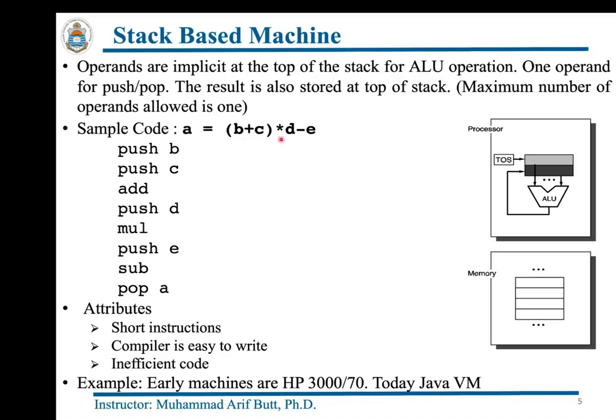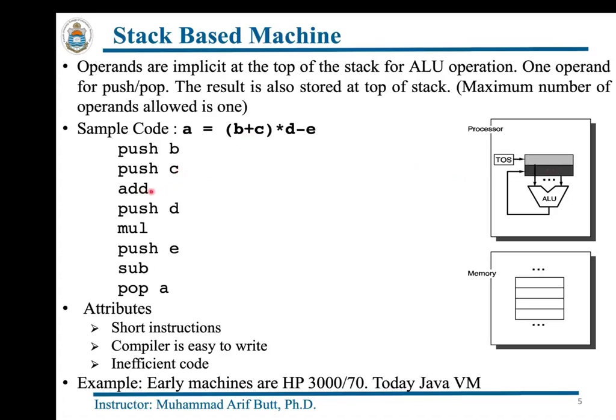Let us suppose that this is the high level language instruction: A is equal to B plus C multiplied by D minus E, and this is the assembly instructions for a stack based machine that implement this high level language code. For example, first of all, since the precedence of this plus operator is the maximum, we'll push B and push C, that is both the operands on the top of the stack.